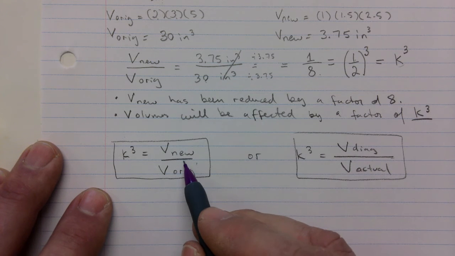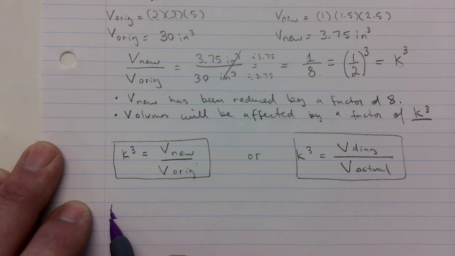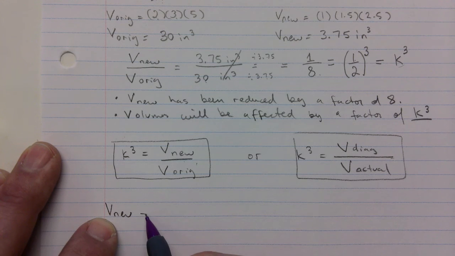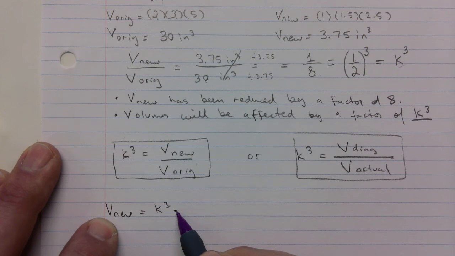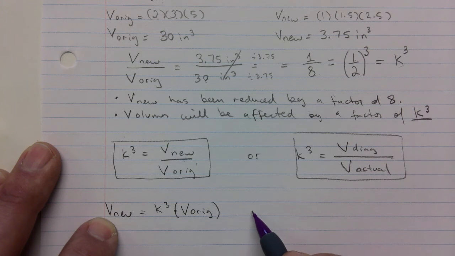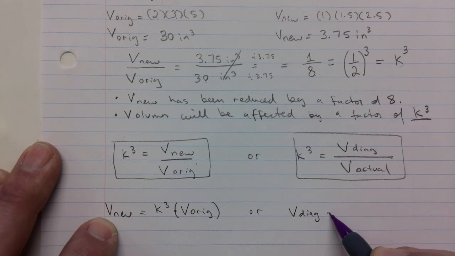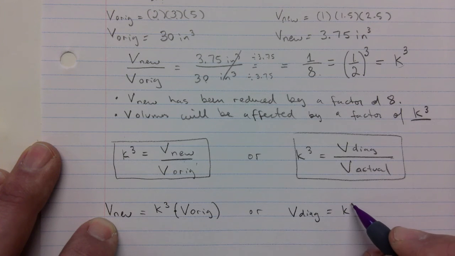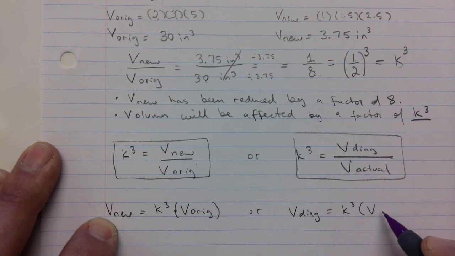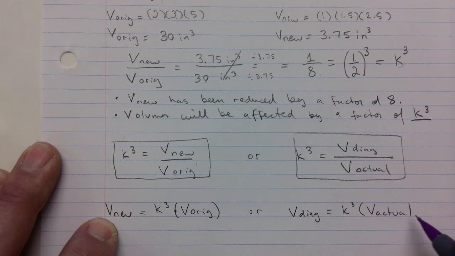And so from this formula, we derive that if you wanted to know the volume of the new, you could just go k cubed and multiply it by volume of original. And I'll put this in brackets, that's better. Or volume of diagram is going to be k cubed times volume of actual.